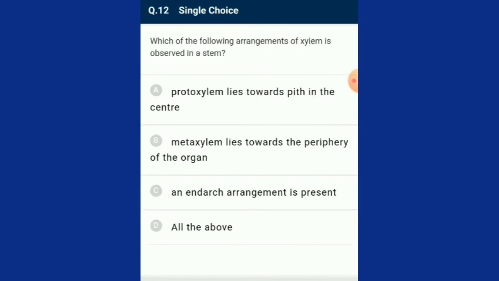Question number 12. Which of the following arrangements of xylem is observed in a stem? Early formed smaller xylem is called protoxylem and later formed xylem is called metaxylem. In stem, xylem is endarch, with protoxylem placed towards the center and metaxylem placed towards the outer side, the periphery. So the answer is option D. From the given arrangements, xylem in all the statements is observed in stem.